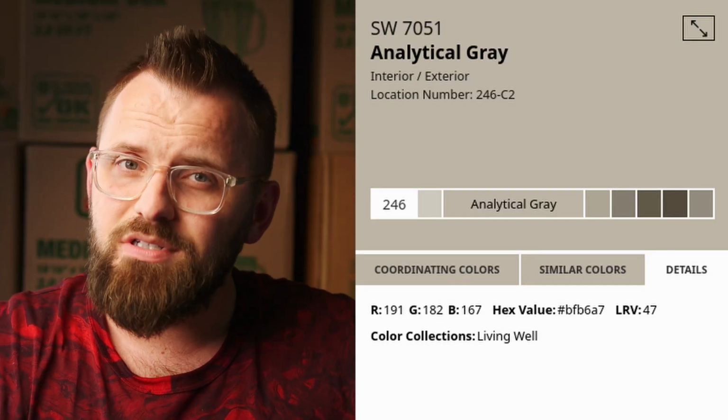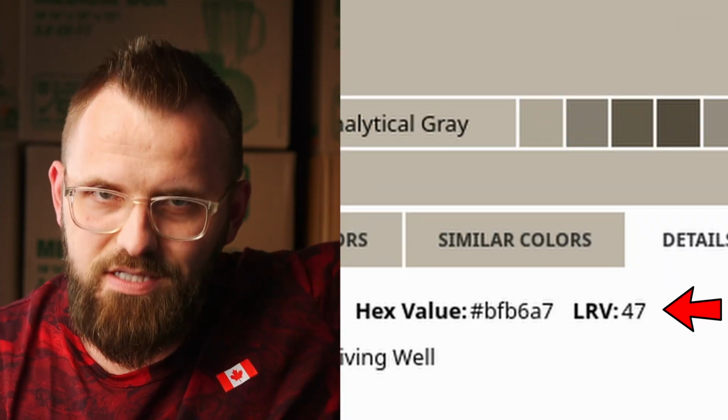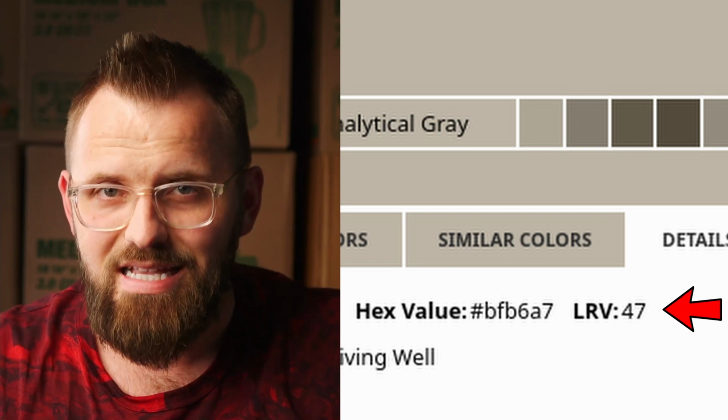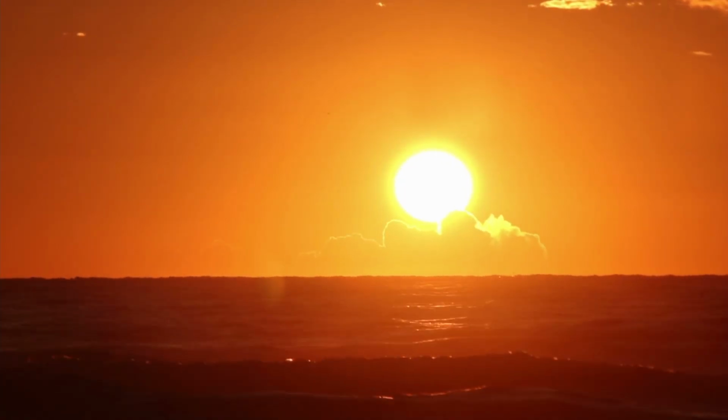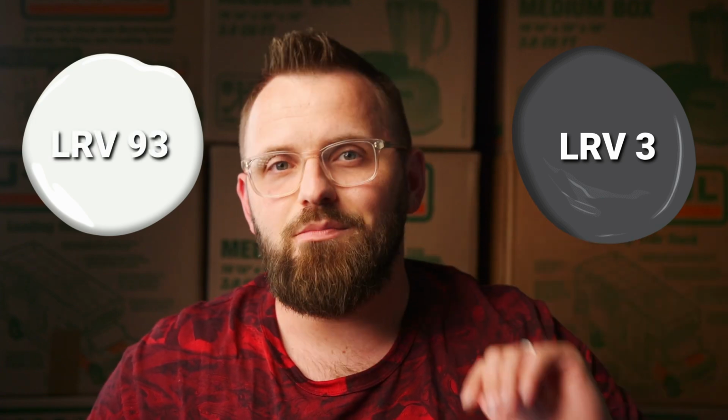Analytical Gray's somewhat dark as far as wall colors are concerned, and we can verify this by checking its light reflectance value, notated by the LRV on the Sherwin-Williams website. It scores a 47, which means it reflects only 47% of the light that hits it. And the more light a color reflects, the lighter and brighter it'll appear in actuality. So for comparison's sake, some black paint colors out there may have an LRV around 2 or 3, and the brightest of whites that exist may have an LRV in the low to mid 90s.